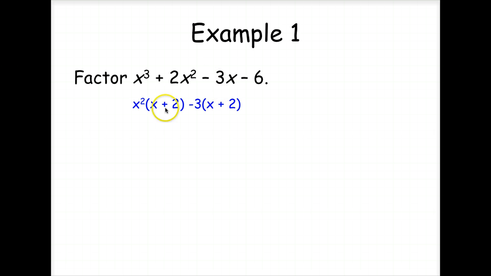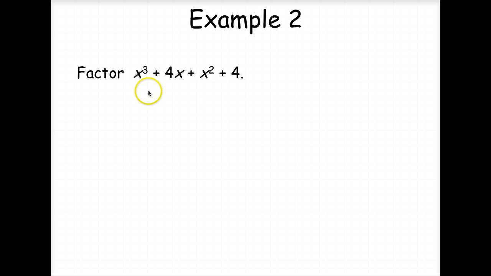In this one, we're wanting an x plus 2 inside the parentheses, so in order to change that to a plus, we need to factor out a negative 3. So that will leave x plus 2. So our answer will be x squared minus 3 times x plus 2.